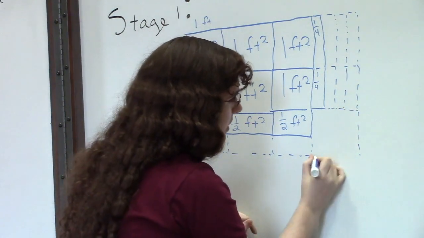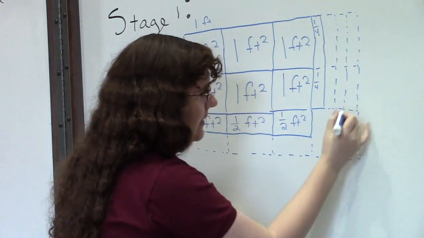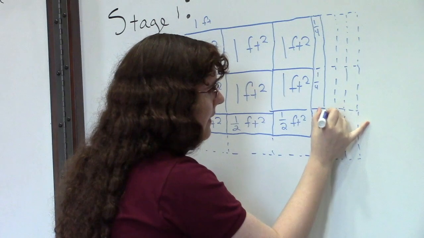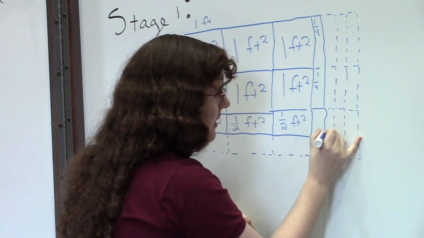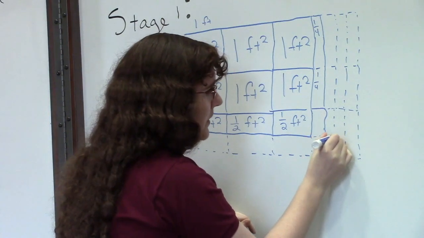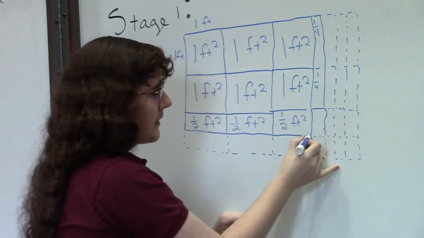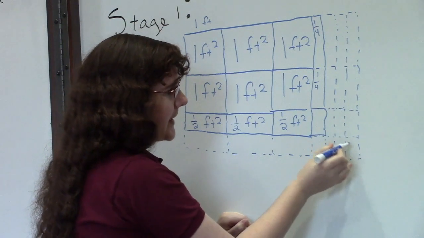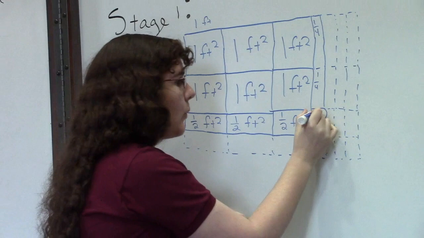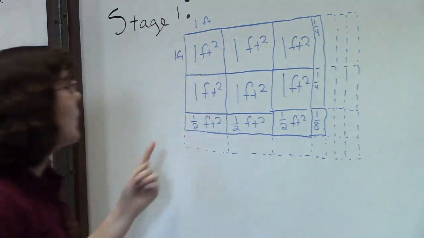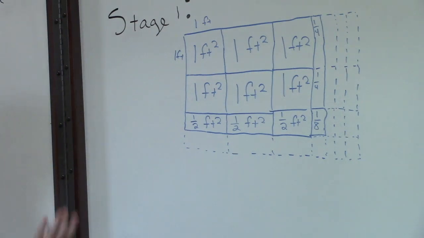But if you know that this is an entire foot and that this would divide it into 4ths and that this would divide it in half, now you've got 1, 2, 3, 4, 5, 6, 7, 8 pieces, and 1 of those 1/8 is part of your board. And then you'd work with the students to figure out, what is this all together?